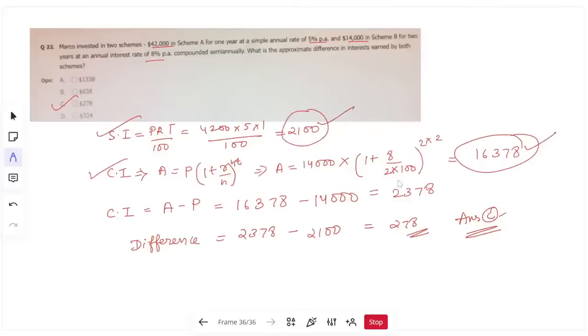Based on this amount value, you will find the final compound interest, which is 2378. You will subtract both the values, you will get the final answer as 278. Okay, so in this way you have to solve this question, that is the difference between both the amounts, that is 278.